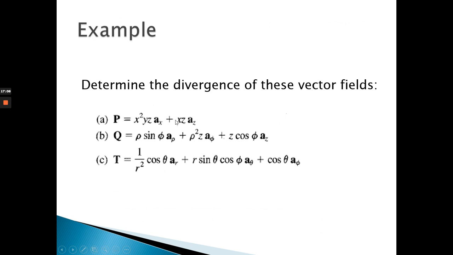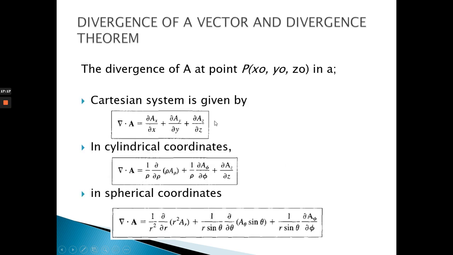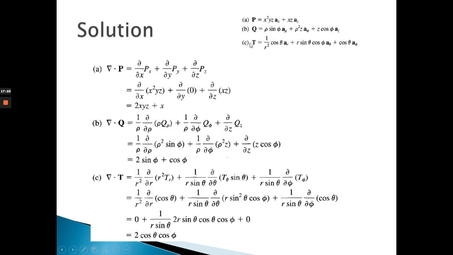So let's say P is given. This is the vector given, a vector which has x squared yz ax plus xy az, and we need to find the divergence. So we use these equations and see what happens. So this one, we put it here. So Px, which is this, Px means what? This one, right? So x squared yz. So here we put x squared yz.